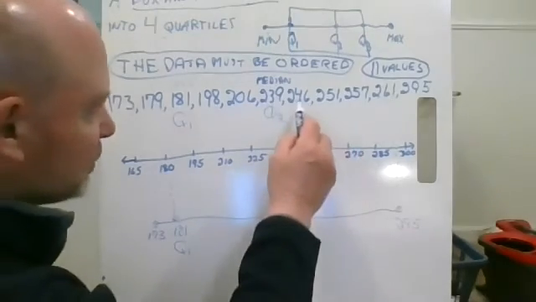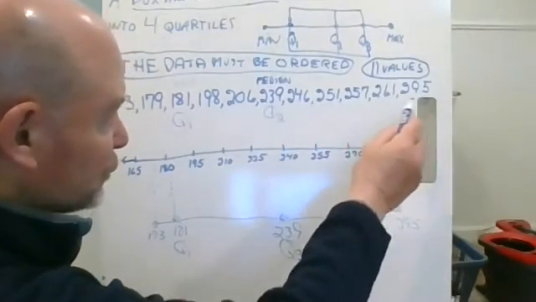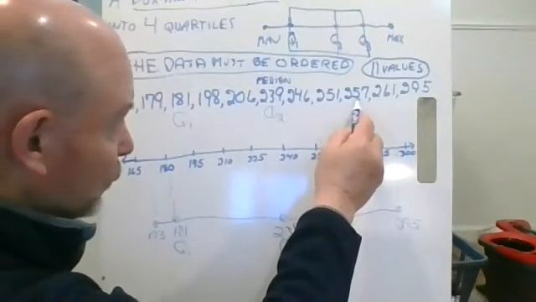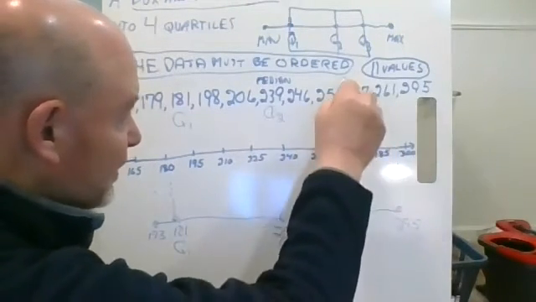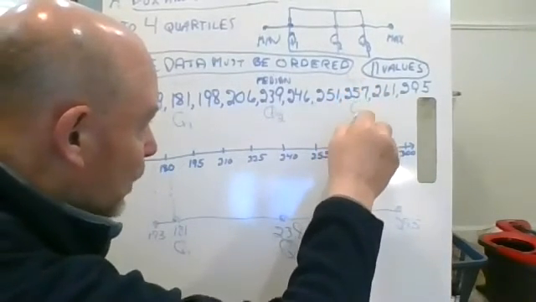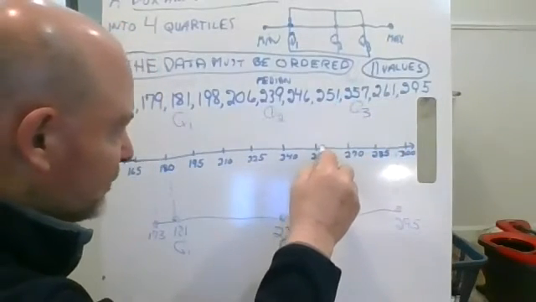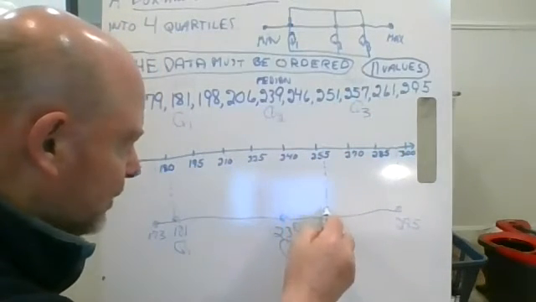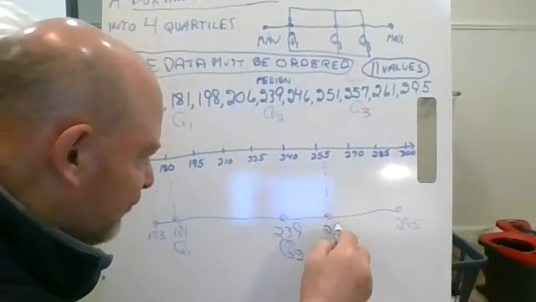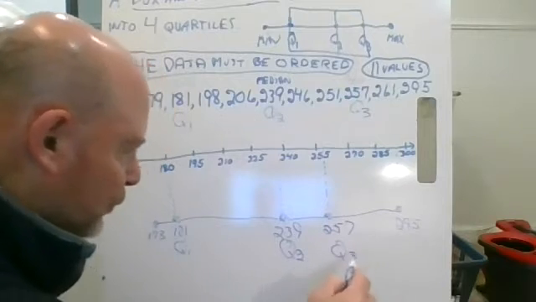And then we go over to the upper half, these 5 values. And 257 is in the middle of these 5. That's a median. That one would be Q sub 3. So 257's about right here. We draw it down. We get 257 and we hit quartile 3.